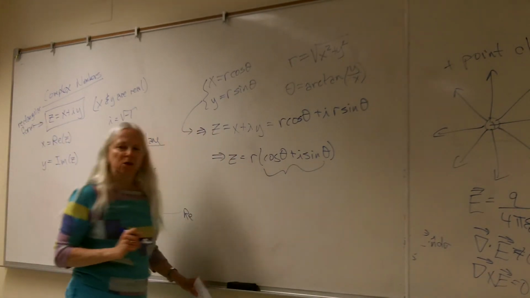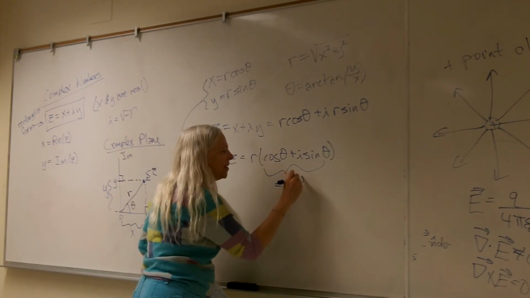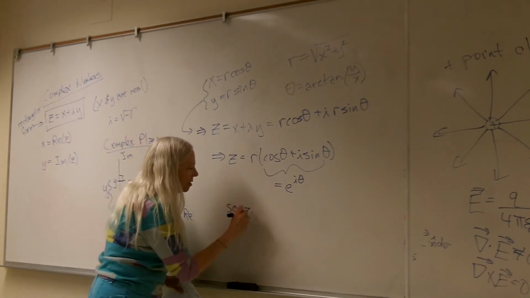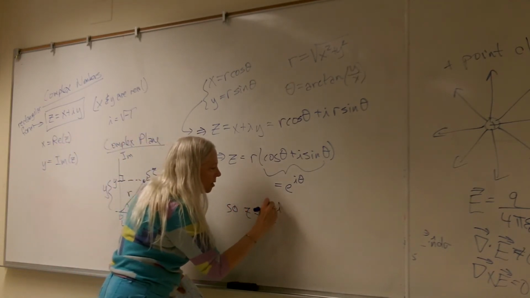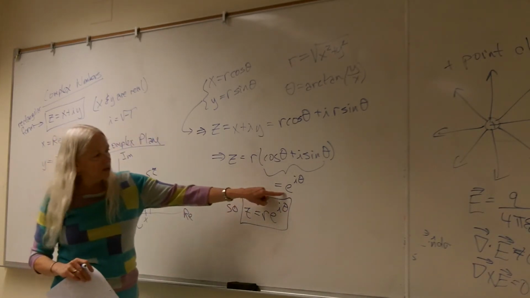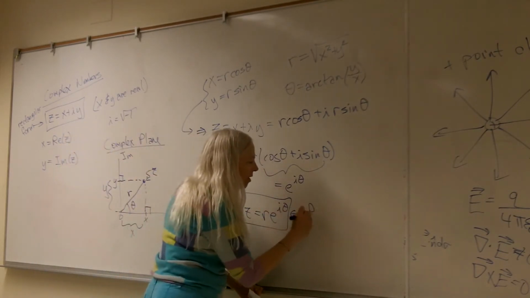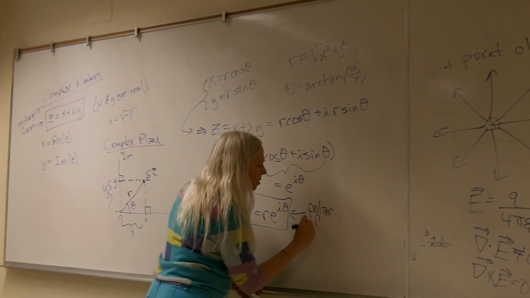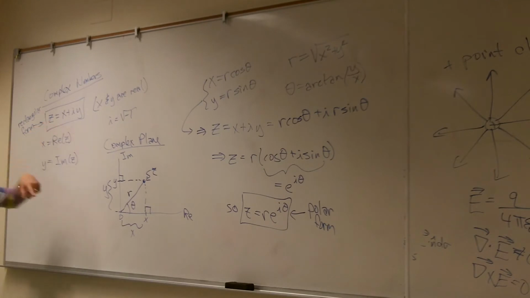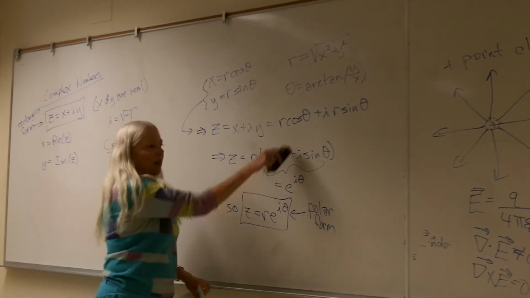I'm going to prove this to you in just a moment, but this is equal to e to the i theta. Again, I'll prove that to you in a minute. But anyway, if I substitute that in, I can write z as r e to the i theta, and this is the way of writing our complex number in polar form. So this is rectangular form in terms of x and y, polar form in terms of r and theta. Okay? So anyway, let me prove this to you.